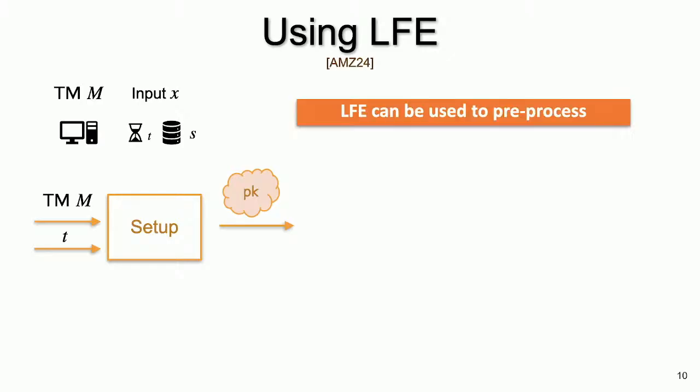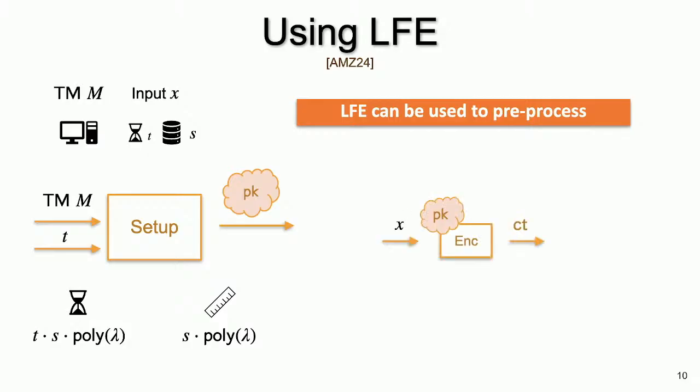So what do I mean by pre-process? Imagine you have this setup algorithm which takes in this Turing machine M. You can also imagine it takes in the circuit representation, but this setup algorithm will run with the function. So it will take time t times s times poly lambda to run. But what it outputs is something short. It only depends on s times poly lambda.